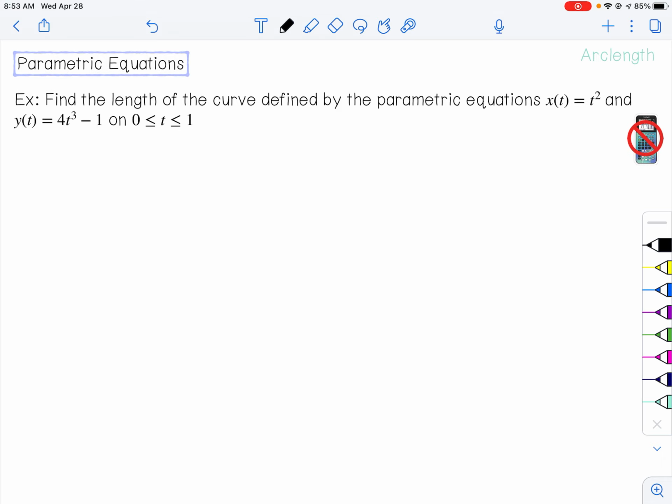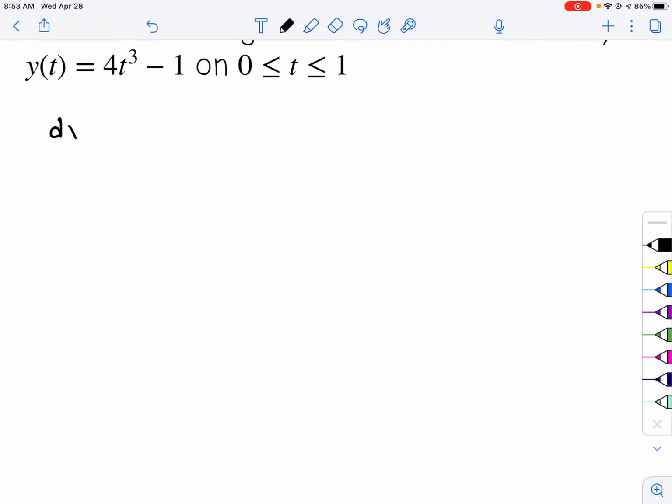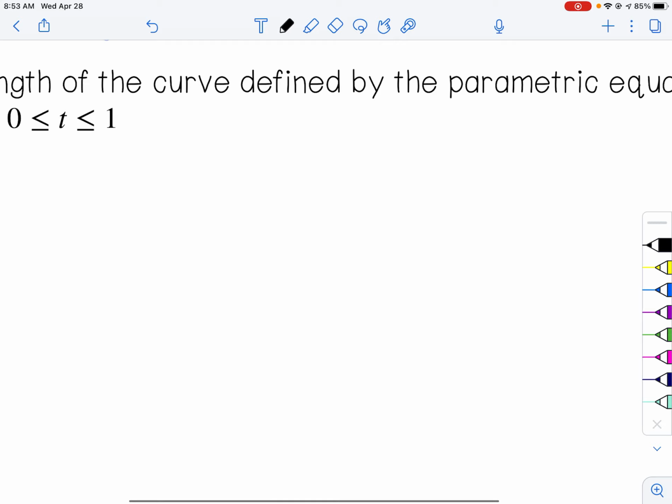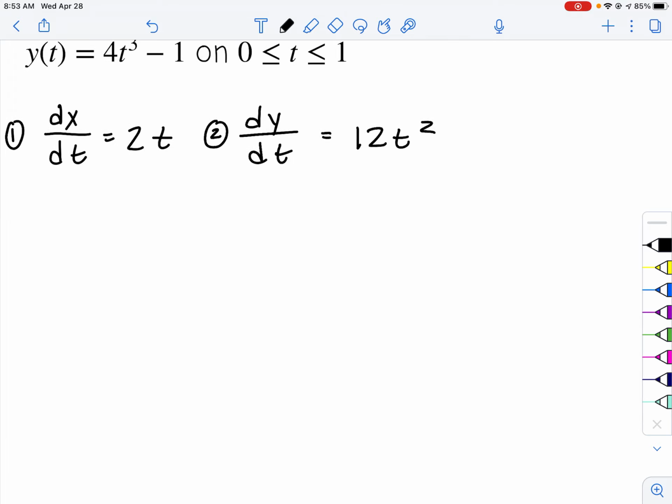Okay, so let's do one to see how this works. We're going to do this without a calculator. We're going to find the length of the curve defined by the parametric equations x equals t squared and y equals 4t cubed minus 1, from 0 to 1 on the t-axis, our parameter. So we've got to find dx/dt and dy/dt. dx/dt is the derivative of t squared, so that's 2t, and dy/dt is equal to 12t squared.